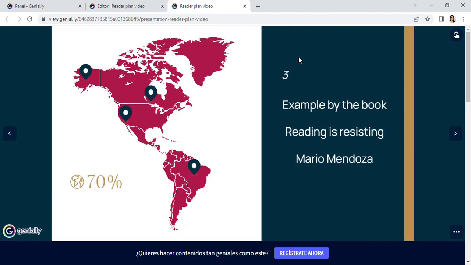Example by the book I chose in literature. This book is called Reading is Resisting by Mario Mendoza. Here's a map in which 70% of the people do it. They use this text and this topic that is useful for daily life. But there are others who, like I say, make grammar mistakes, and that's why there are many conflicts in social media because they cannot understand or they write the things wrong.